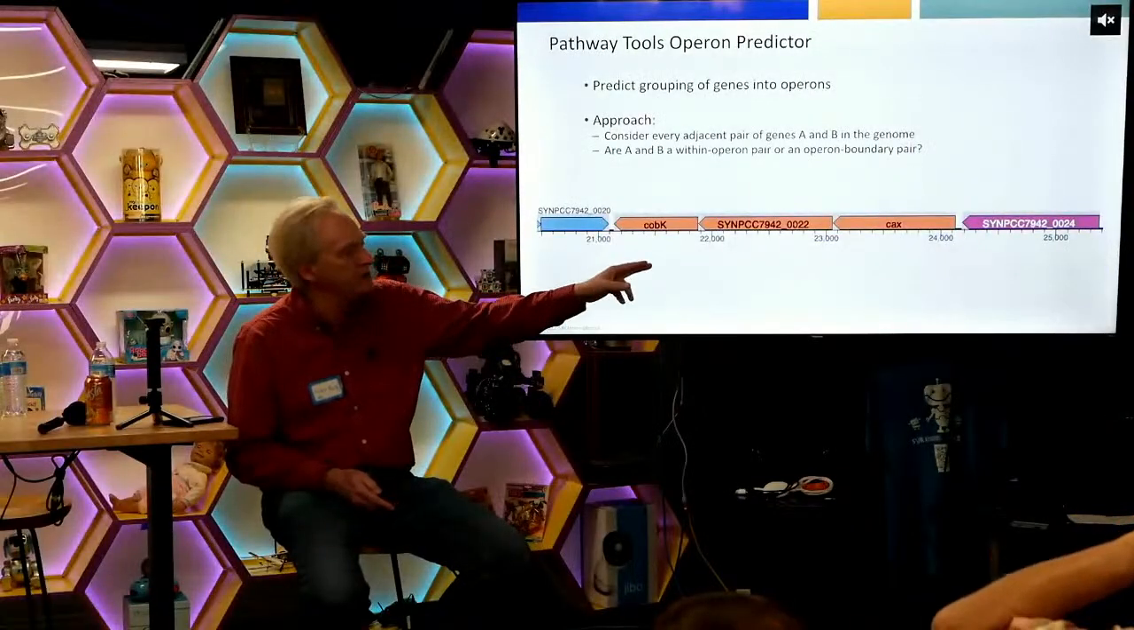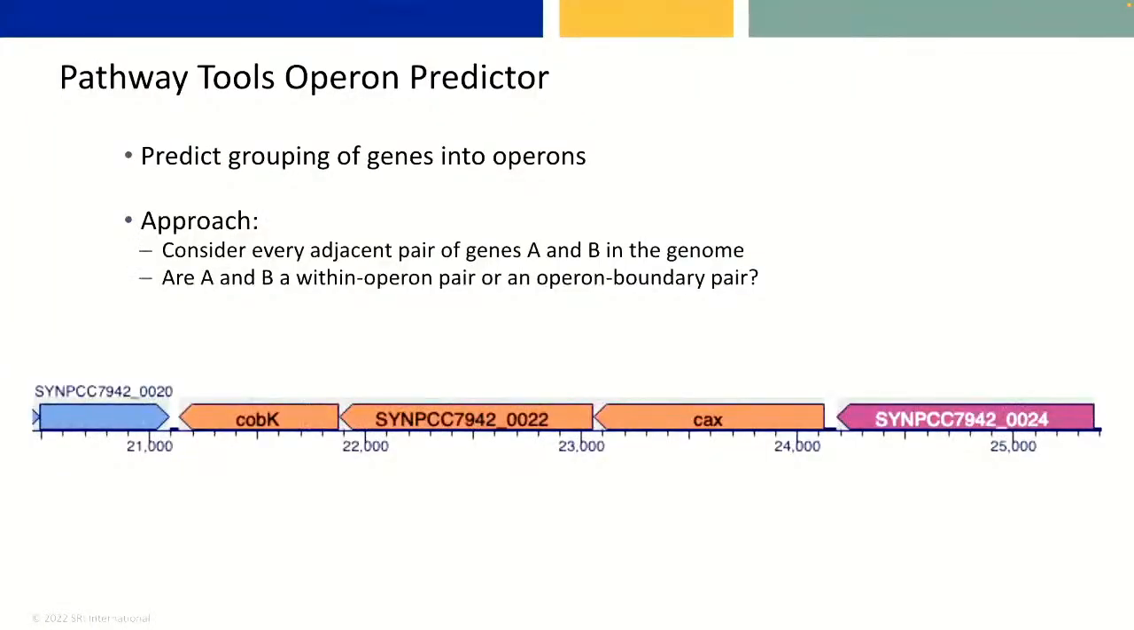And how do we determine that? In this diagram, the 3 genes in orange are within the same operon, so that's a within-operon pair. And here we have a boundary between our orange operon and our blue operon.